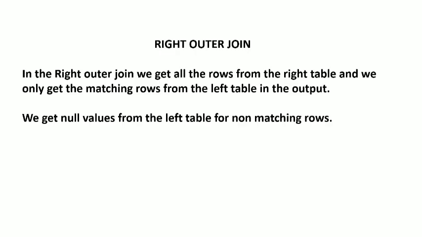What about right outer join? Now, as far as right outer join is concerned, we get all the values, all the records from the right table, and we only get the matching record from the left table, right? And we get null values from the left table for non-matching records.